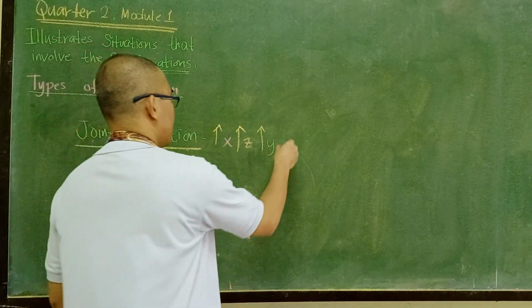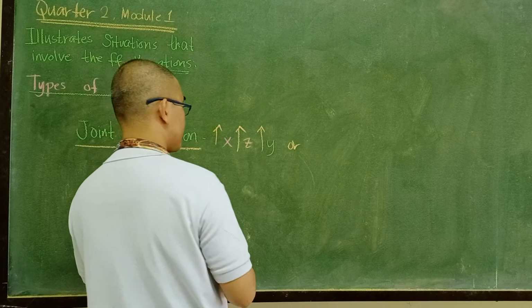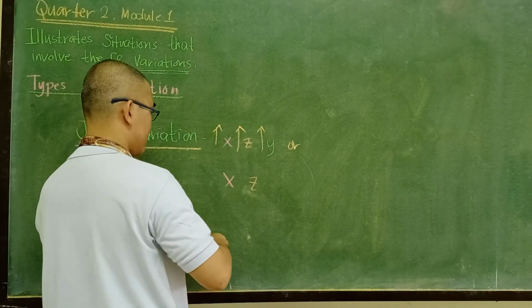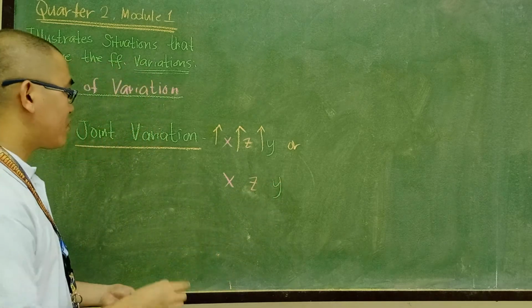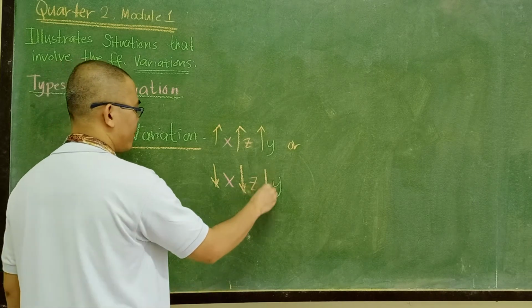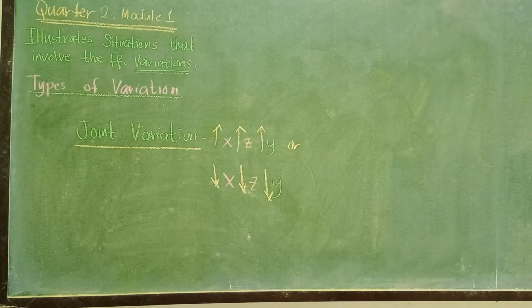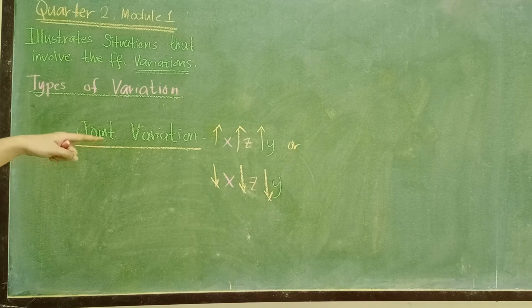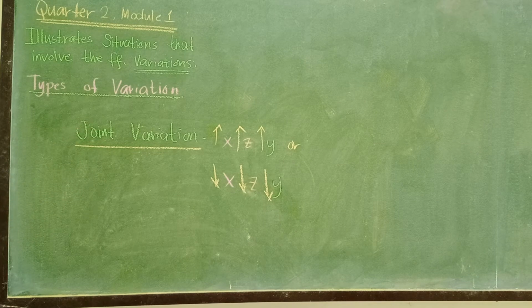Or pwede din x, tapos z, tapos y. Kapag bumababa yung value ng x at saka value ng z, bumababa din yung value ng y. Yung ratio ng pagtaas ng x and z, yun din yung ratio ng pagtaas ng y. Yung ratio ng pagbaba ng x at saka z, yun din yung ratio ng pagbaba ng y. So, yan ang tatandaan yung illustration para sa joint variation. Doon sa direct, wala tayong z. Sa joint, nadagdagan, so meron ka ng 3 letters.